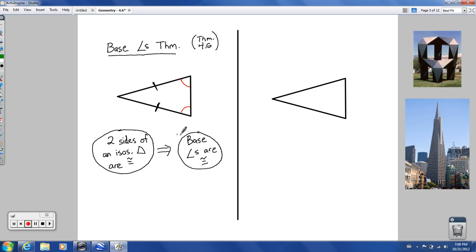Now, does this work in reverse? What do you think? If the base angles are congruent, let's do that here in this picture. So let's put that in black or in pencil with yours. So if that's true to start, let's write that down over here underneath that. The base angles are congruent.